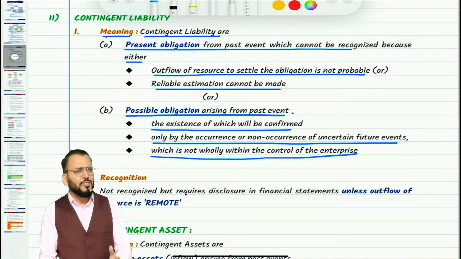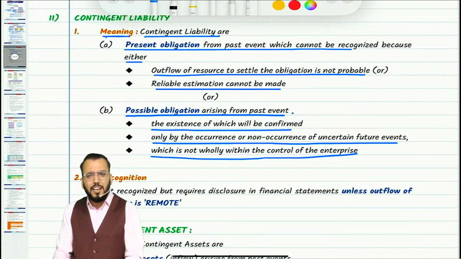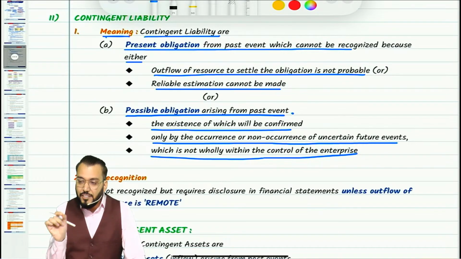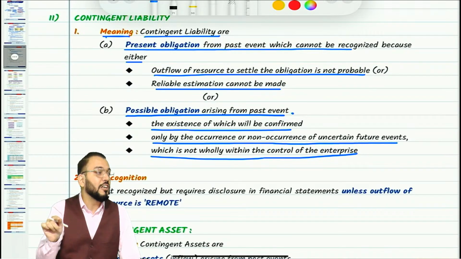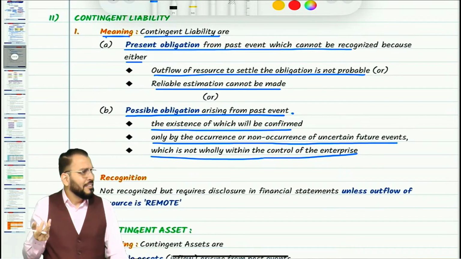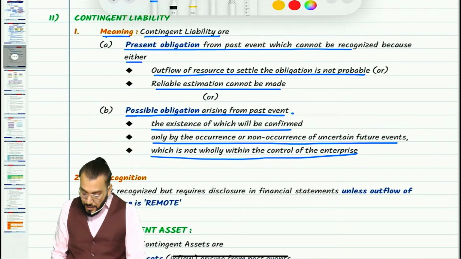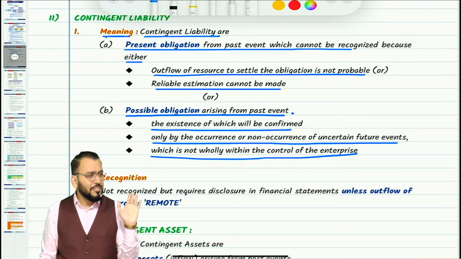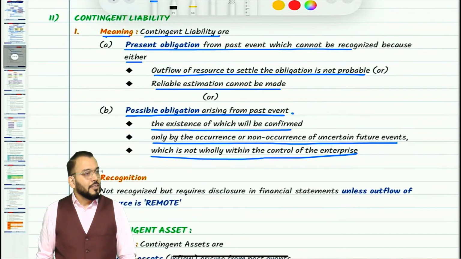But that is not required. Possible obligation is what? Which are not more likely than not, if you want to write in full. But if you have written this much, definition over. Possible obligation arising from past event, the existence of which will be confirmed by occurrence or non-occurrence of uncertain future event which is not within the control of entity. You can memorize that. But if you have written the keywords, it is more than enough in exam, because they also don't know the entire definition. I think you have understood the meaning part.